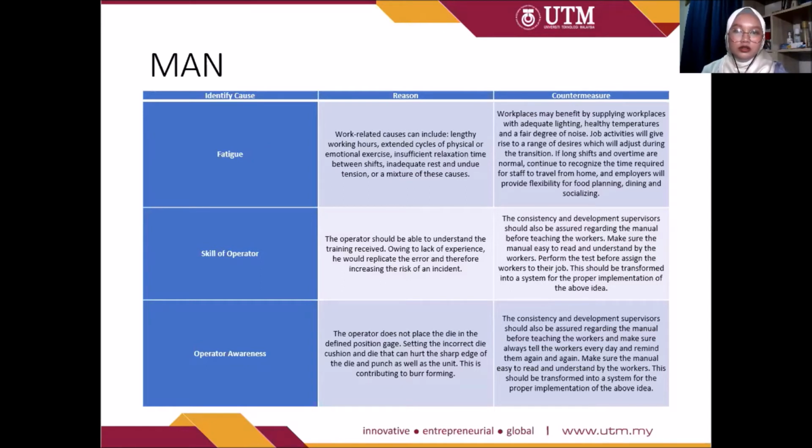For the countermeasure for the fatigue, I think sometimes they need to have a rest, maybe a 50-minute rest before they continue their work, so they do not feel really tired and can focus on the work.